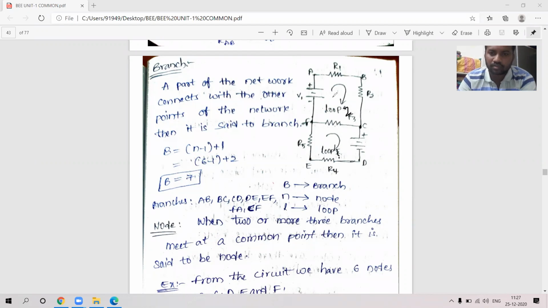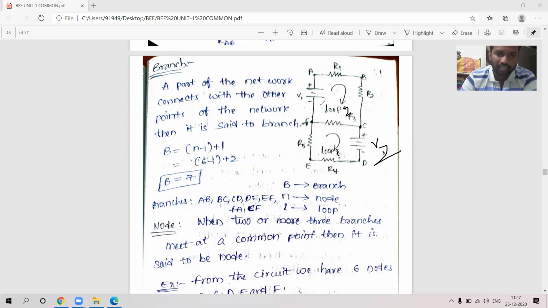A loop is nothing but a closed circuit. Here in this loop, we have resistors and voltage sources connected. Each element is indicated with two names, for example AB. This resistor R2 is BC. For R3, it is CF. For the voltage source, V2, it is the name for V2. And the resistor is ED, DE, EF, like that.